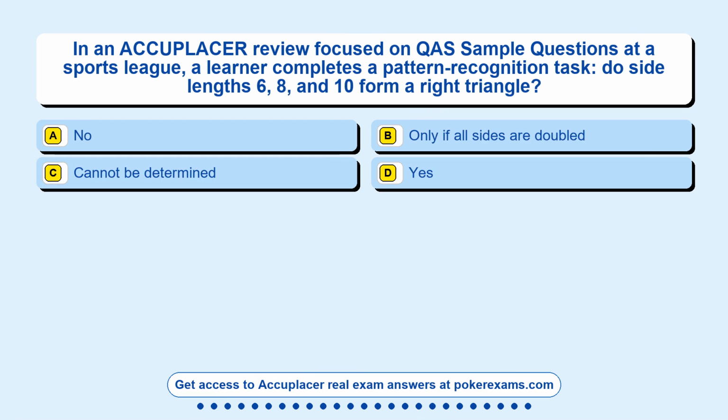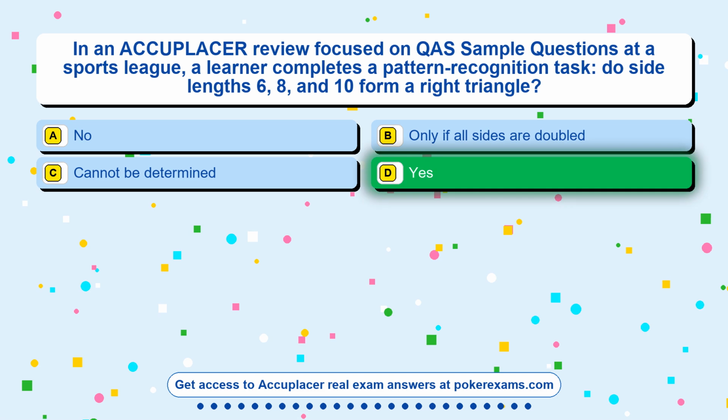Question 15. In an ACCUPLACER review focused on QAS sample questions at a sports league, a learner completes a pattern-recognition task. Do side lengths 6, 8, and 10 form a right triangle? Option A, no. Option B, only if all sides are doubled. Option C, cannot be determined. Option D, yes. The correct answer is option D, yes.